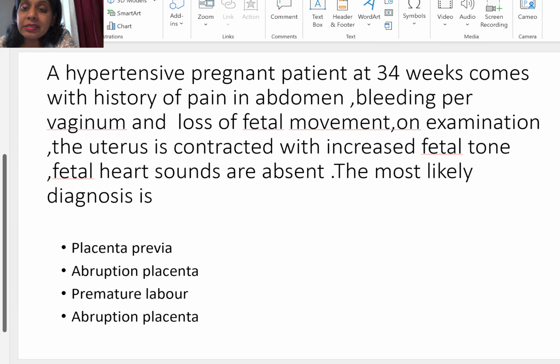And the next option is rupture uterus. In rupture uterus, the abdomen will be soft. There will be no increased fetal tone, because in rupture uterus the fetus lies in the peritoneal cavity. It is a dead fetus lying in the peritoneal cavity, so there will be no increased fetal tone, right? And of course, in rupture uterus, there will be no bleeding per vaginum. So it clearly rules out the option.